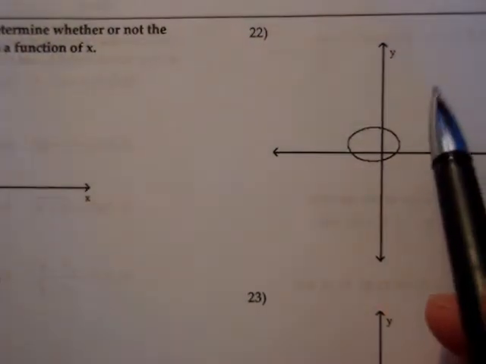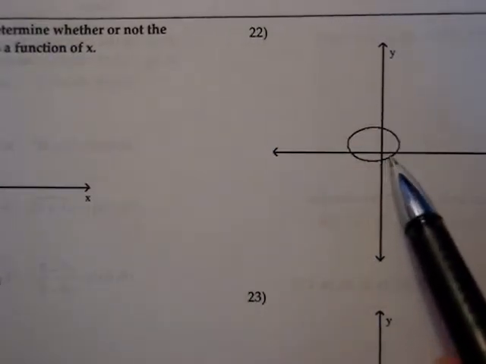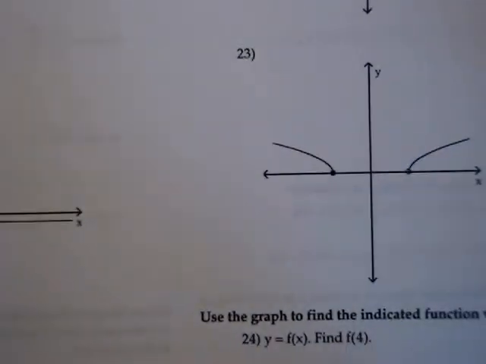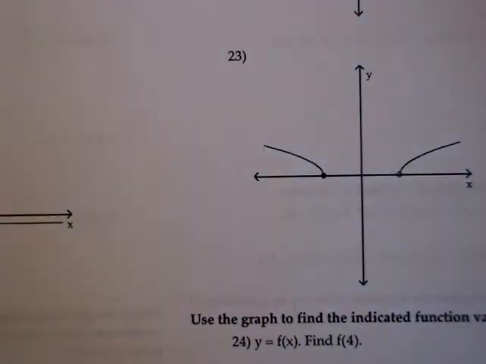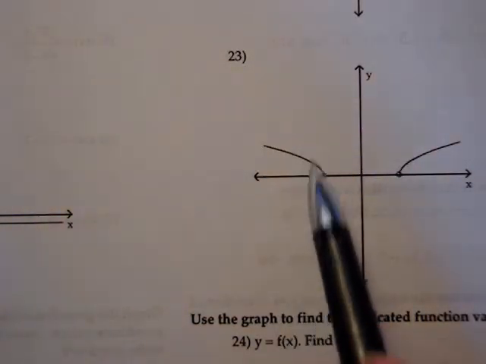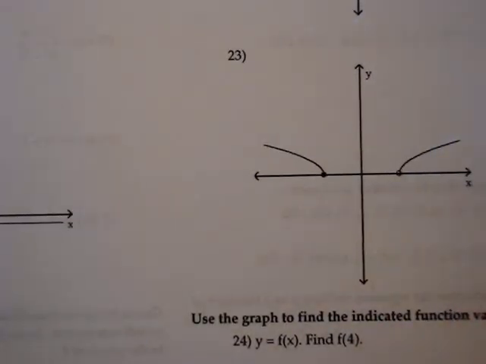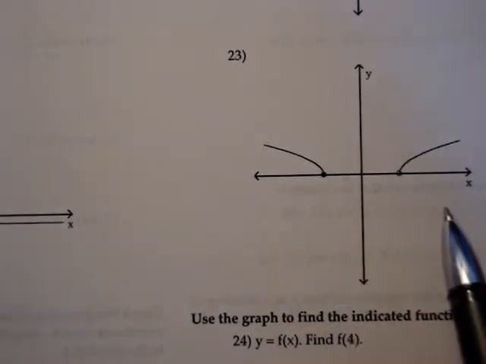Imagine a vertical line. Look, here's one right here, the y-axis. This vertical line crosses it twice. Therefore, this is not a function. Number 23. Now that just looks weird. But remember, don't overanalyze. The vertical line test says, imagine a vertical line, crosses it once, once, once, once, never, none, none, none, once, once, once, once. Yep, this is a function. Might be kind of fun to figure out what that function is, huh?